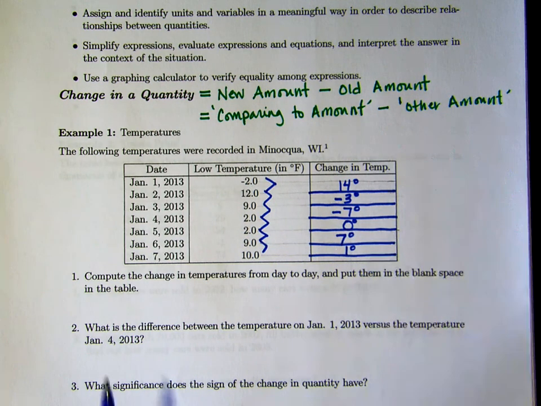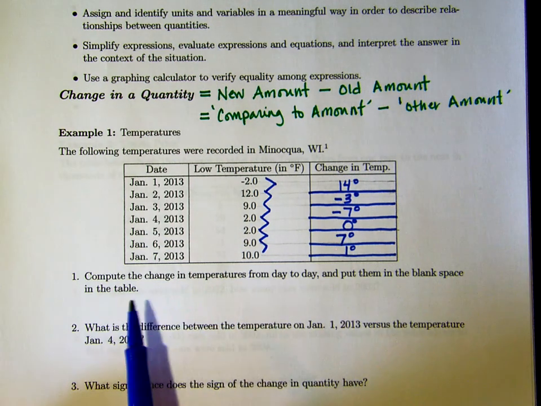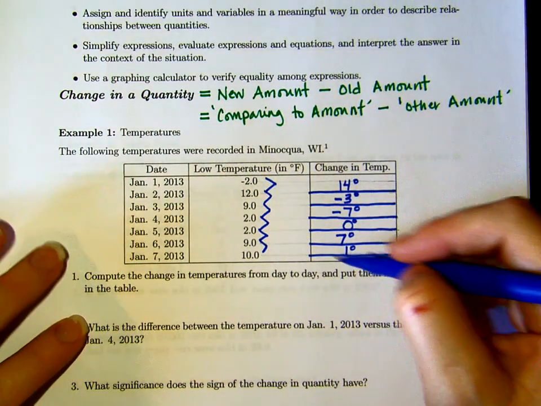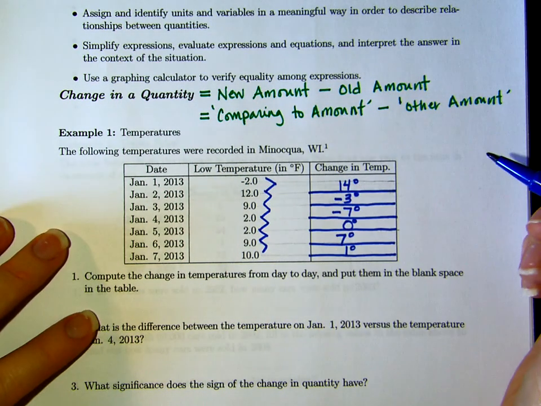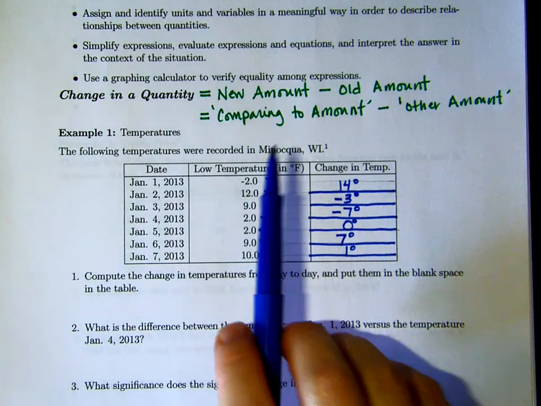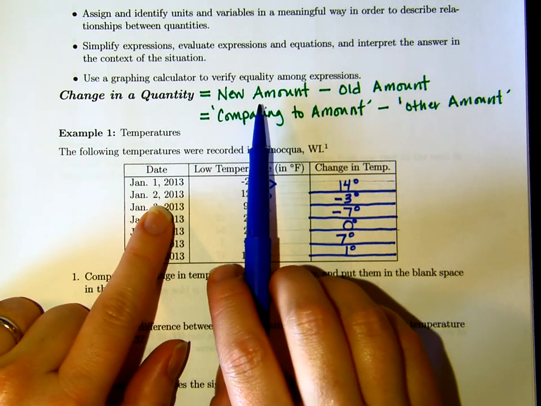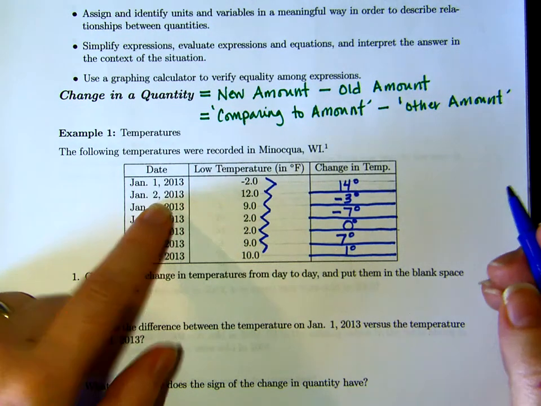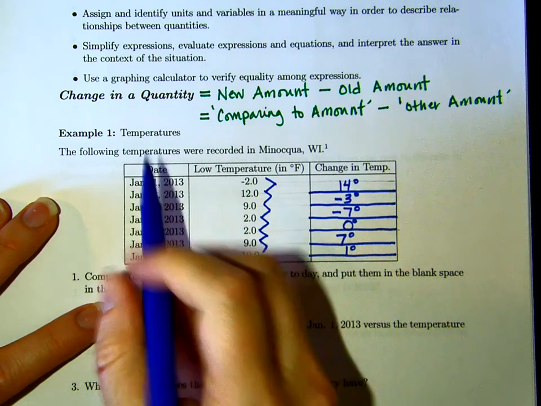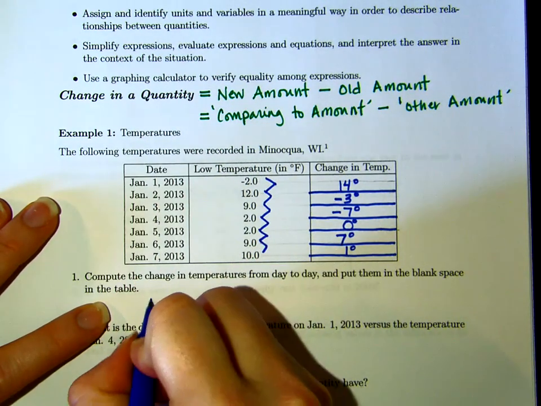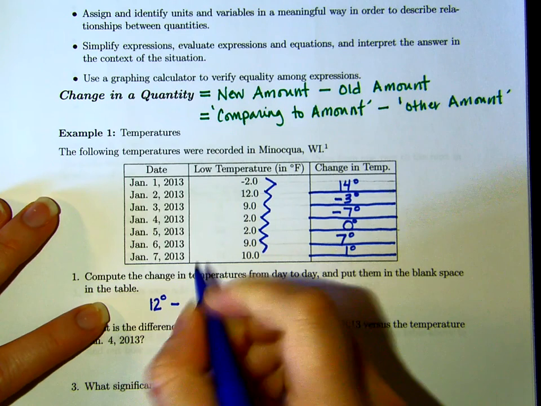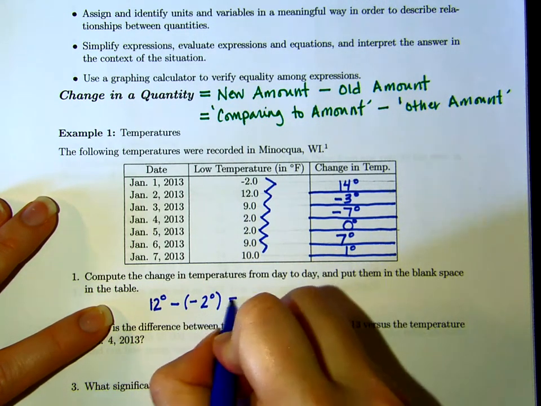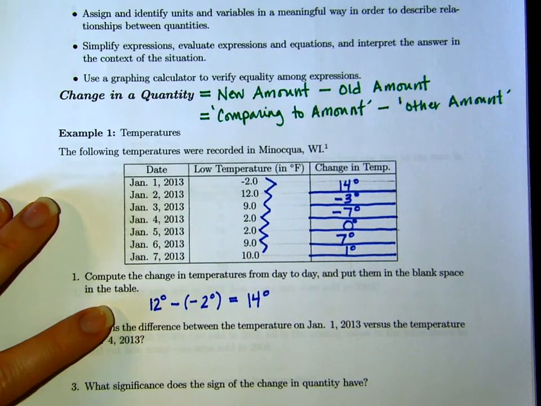So here, it says compute the change from day to day, put them in the blank space of the table. Done. But just to represent a few of these numbers to show where we got this, really what we were computing was the new temperature minus the old temperature. So here, the change in the quantity was the new temperature minus the old temperature. And that was a difference of 14 degrees.